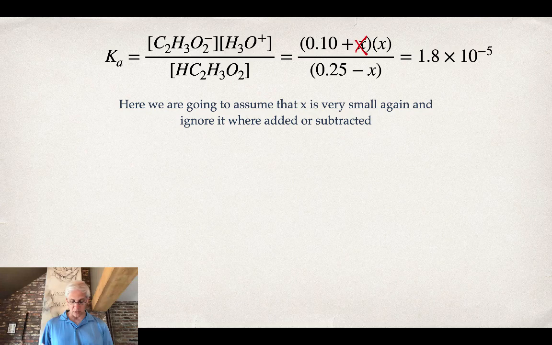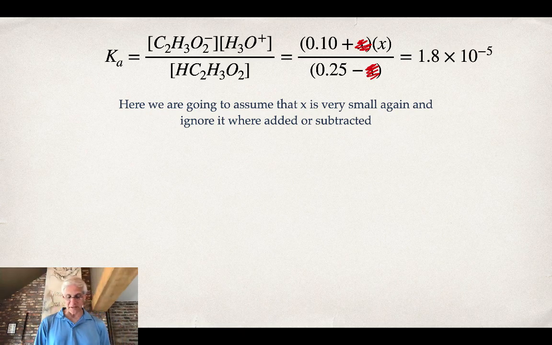I guess it's not good to cross out an X with an X, is it? We're going to ignore the X there, and we're going to ignore the X there. We can't ignore the X that's there because that X is multiplying something. Remember what we're doing with the X here and here that we crossed out. Those are X's that are much smaller than 0.25 or much smaller than 0.1. So we'd say that 0.1 plus X is still essentially 0.1, and 0.25 minus X is still essentially 0.25.